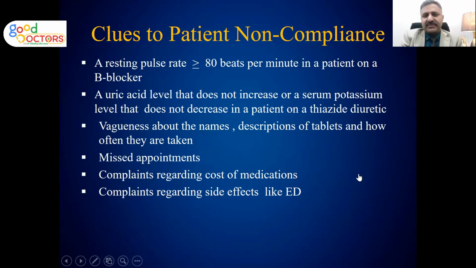Or a uric acid level that does not increase, or a serum potassium level that does not decrease in a patient on a thiazide diuretic, would be a clue. Vagueness about the names, description of tablets, and how often they are taking. For example, they tell you they're taking it and you ask them, okay, Diovan, how does it look? They won't know. They're missing appointments. They're always complaining about side effects of the medication, the cost of medication. I have had a young patient who stopped taking it because of erectile dysfunction. So you need to dig into all of these.